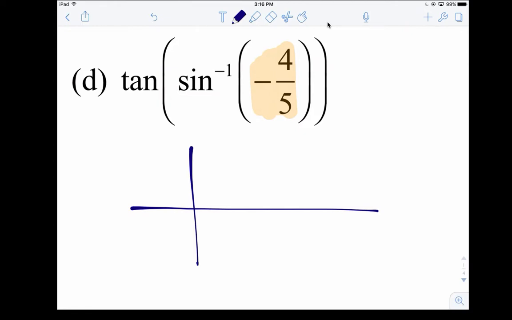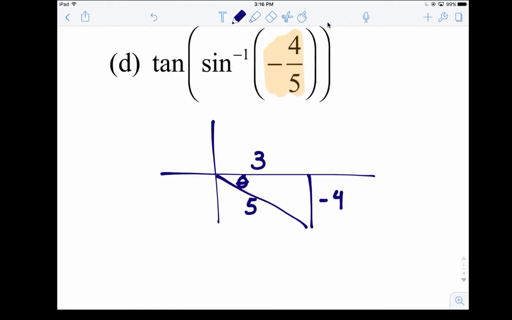Now because it's negative, inverse sine is either the first or the fourth quadrant. Because it's negative, it's going to go down in the fourth quadrant. You label your sides based off of this angle right here. So that's negative 4, and that would be 5. If you do the Pythagorean theorem, that'll give you 3 for the missing side. Remember, this inside part is going to turn into that angle. So then what you have is tangent of that same angle. If you look at the triangle and do the tangent ratio, you get negative 4/3.